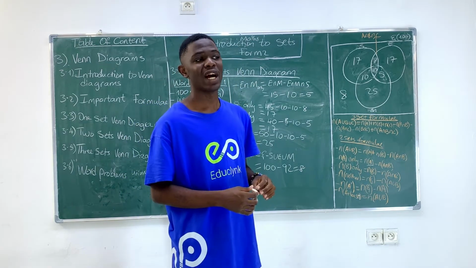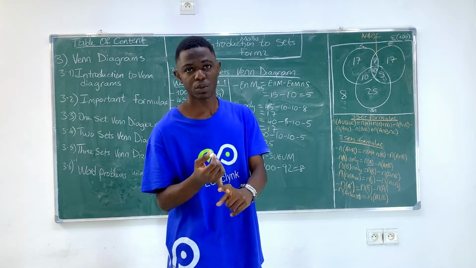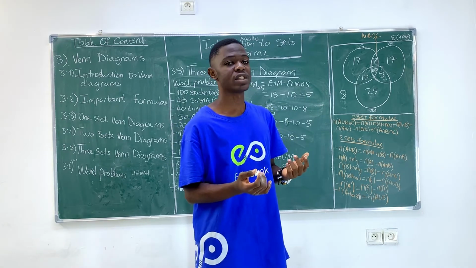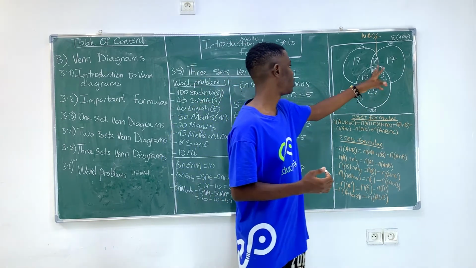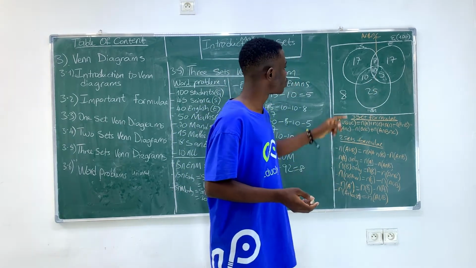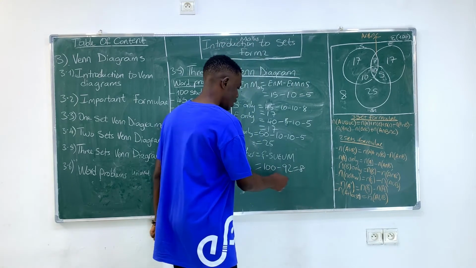How many students study at least 1 subject? It means you can take students that study just 1 subject, like here. You also consider students that study 2 subjects, like here. And you also consider students that study all of the 3, like here. So you add up everything one by one. Your answer is going to give you 92.